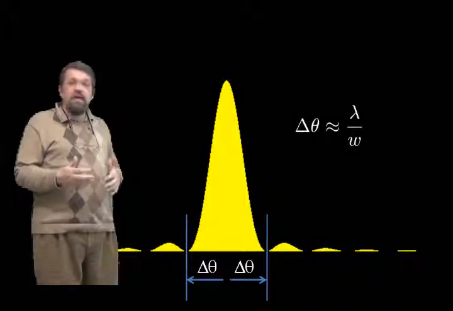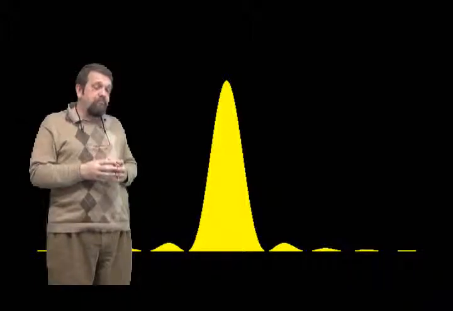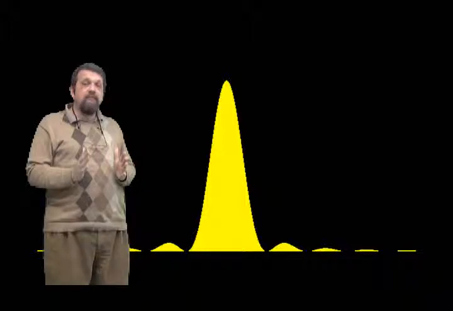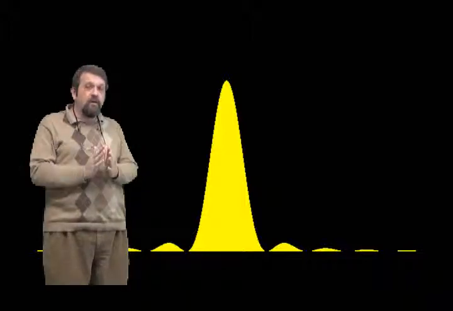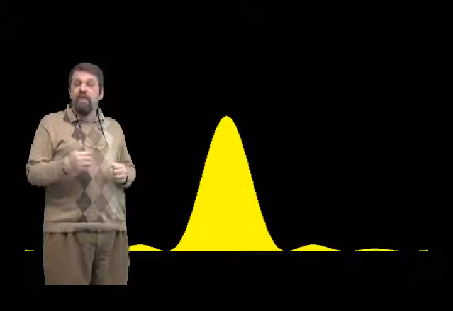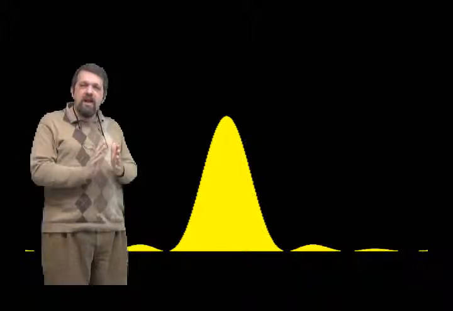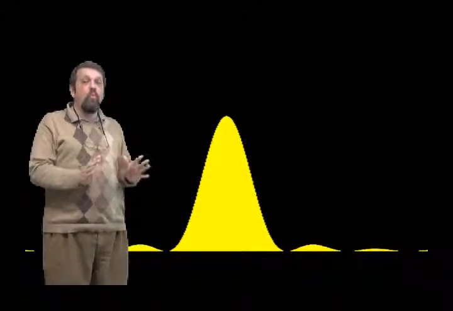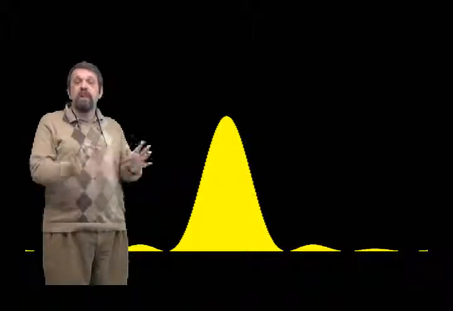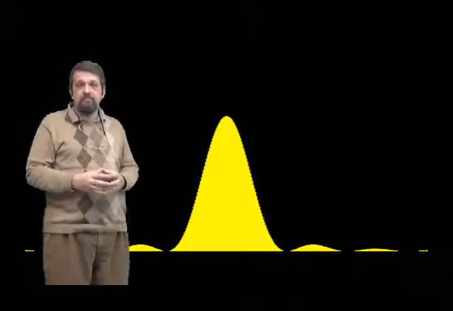And that has the following kind of nice consequence. It means that if you change the width of the slit, you'll change the width of the pattern. If you make the slit narrower, the pattern will in fact get wider because that delta theta goes as the reciprocal of the width. So a narrower slit means a wider diffraction pattern. The light is spread out over a wider angle after it passes through the slit.